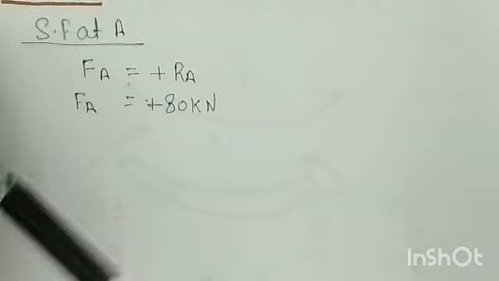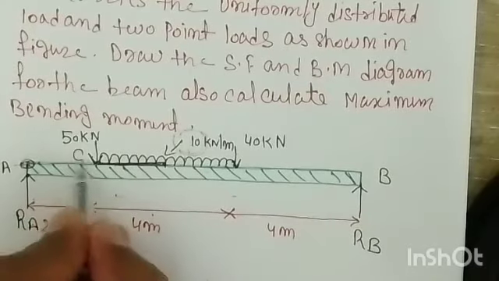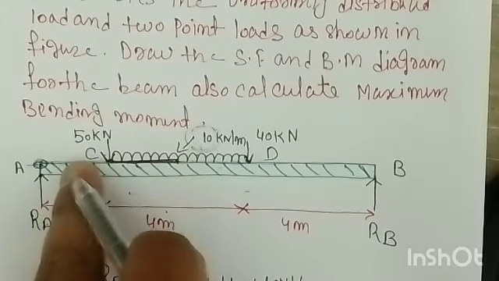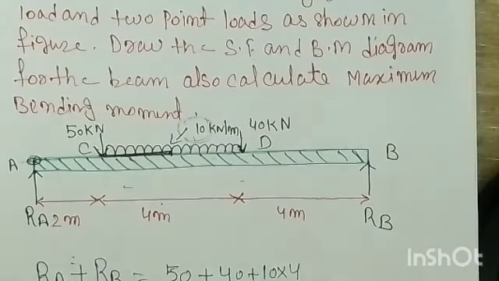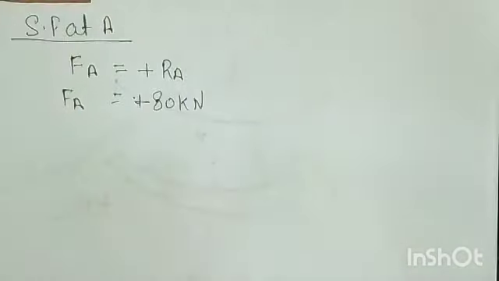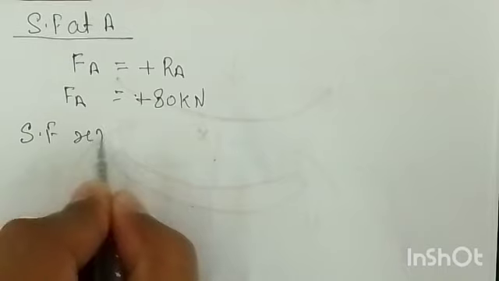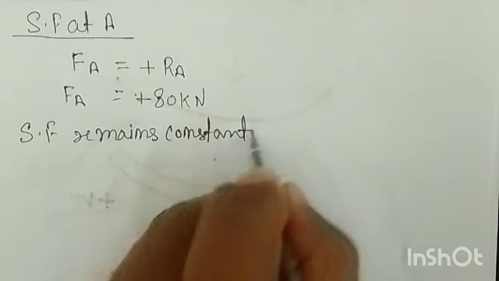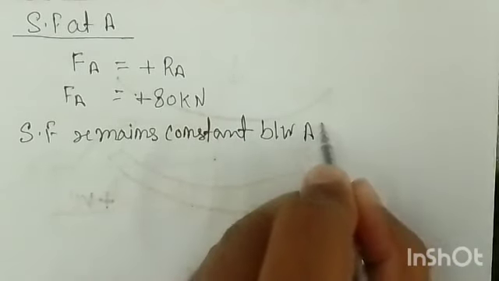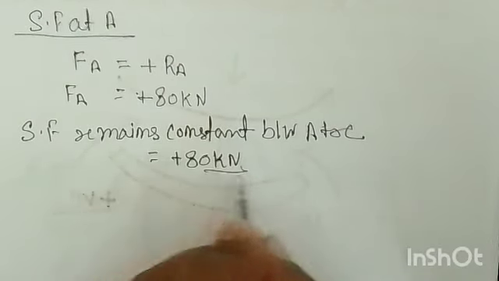Again, if I show you, this is C and this is D, right? So between A to C we don't have any other forces, right? It means that the shear force remains constant between A to C and the value is 80 kilonewton. So you can write here that shear force remains constant between A to C, and that is equal to plus 80 kilonewton, right?